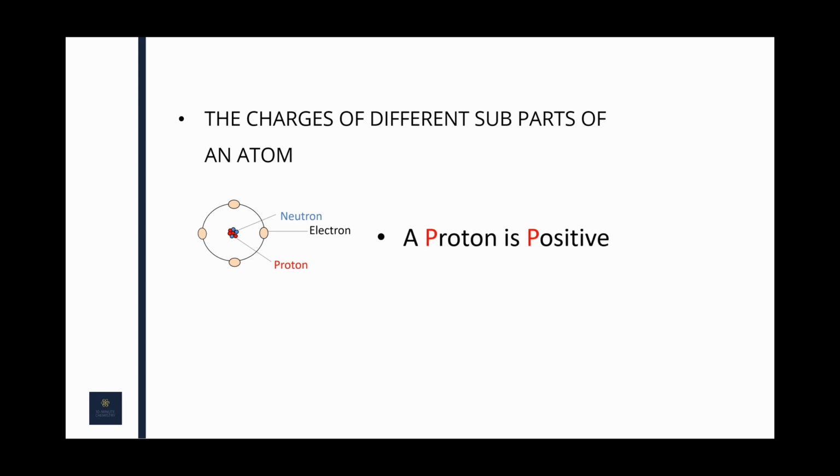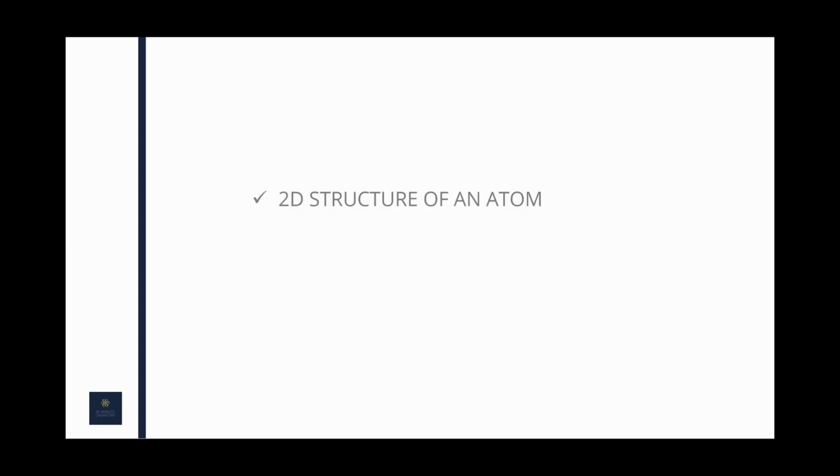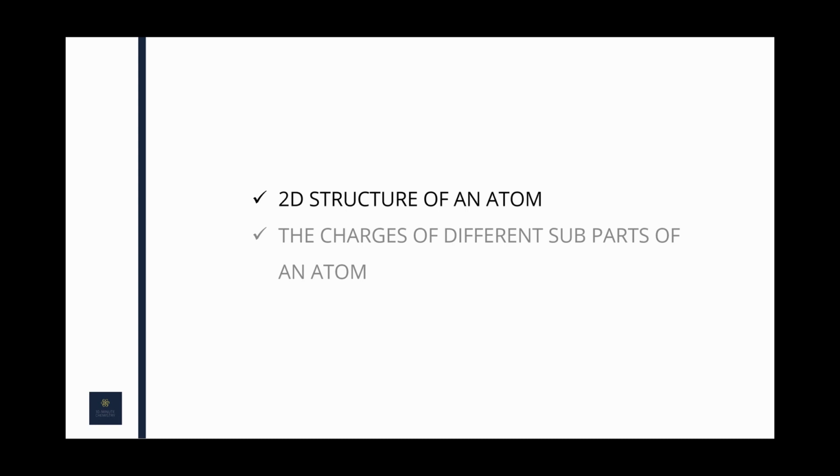So the first part we're going to be talking about is a proton. So a proton is positively charged. P, proton, positively charged. Okay, and then the next one we're going to look at is the neutron, which is in blue there, and a neutron is neutral. Okay, see what we did there? A neutron is neutral. The final piece, which doesn't rhyme, unfortunately, is an electron, which is negatively charged. Okay, and that's it. Check. We have done the charges of the different subparts of an atom.